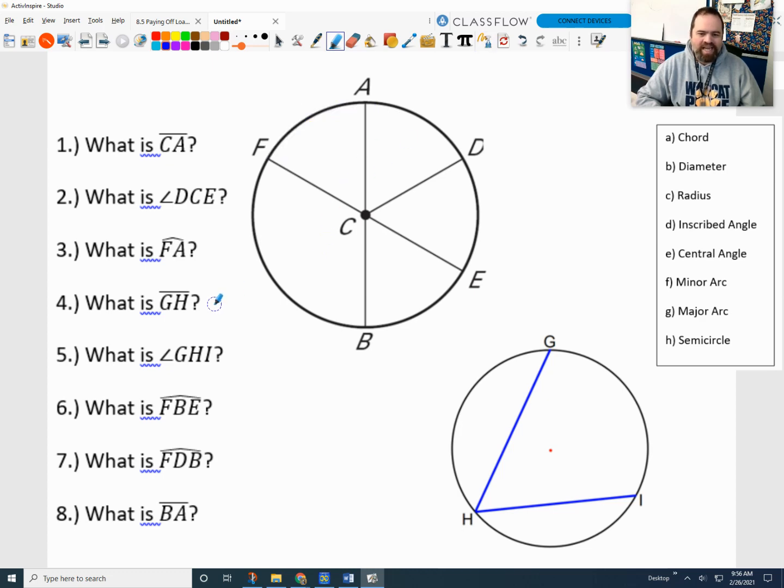Okay, number 4, segment GH. That's down here in this triangle. Segment GH. What would you call that? Okay, number 5 is also down in this triangle. What is angle GHI?